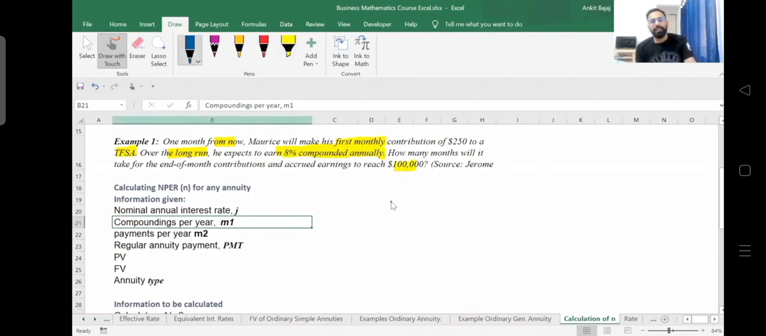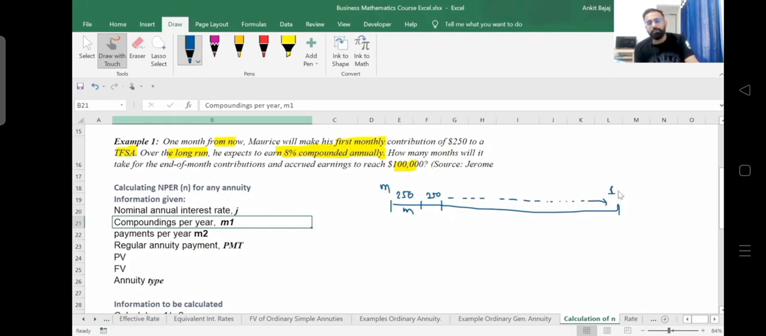So I will draw a line diagram for you so it will give you better clarity. Here, what Morris is trying to do is invest $250 every month. It is a monthly investment. And he is asking what number of periods it will take to get $1 lakh, right? How much time will it take if he's making a $250 investment every month? Now, if I talk about interest, the interest is compounding annually, right? And if I talk about payment or contribution, they are making monthly payments.